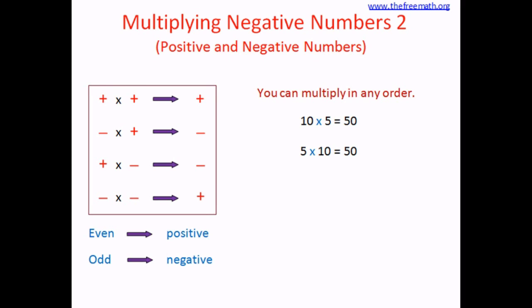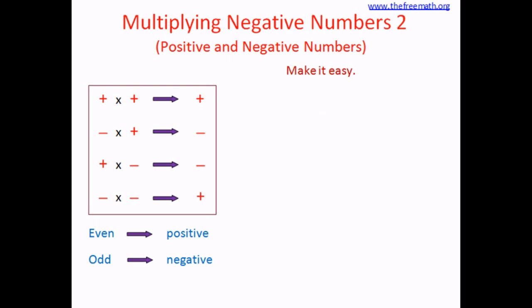And why did we revise this? Because when we multiply more than two numbers together, then changing the order of the numbers can help us make the problem easy. Let's see how to do that.